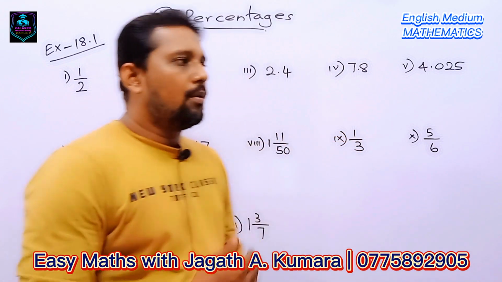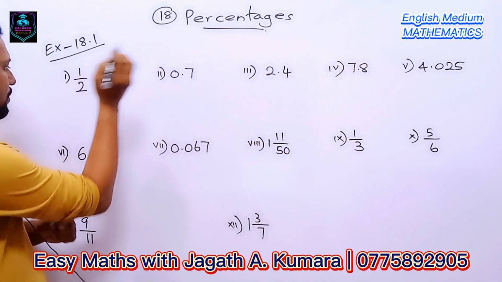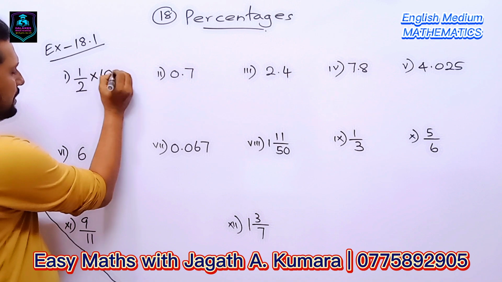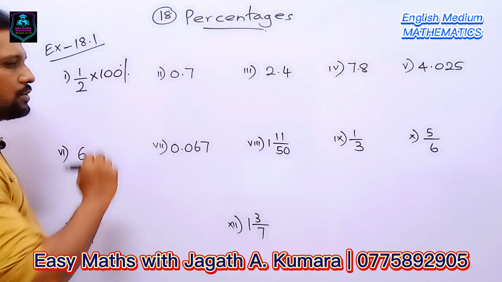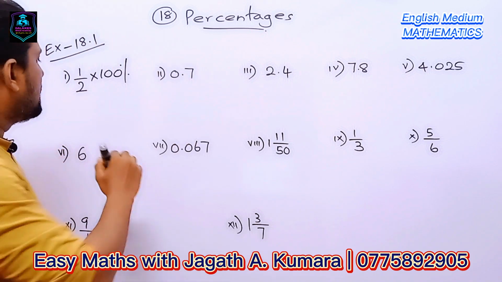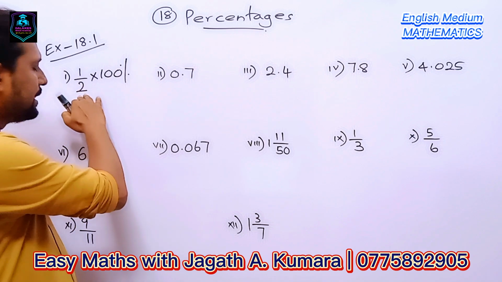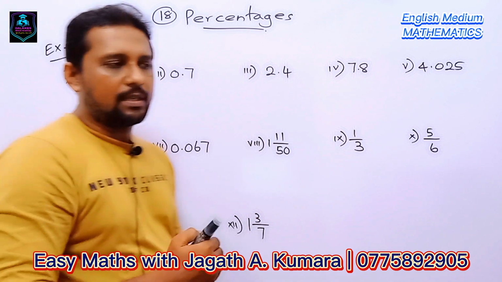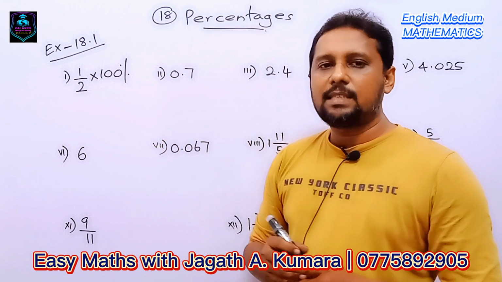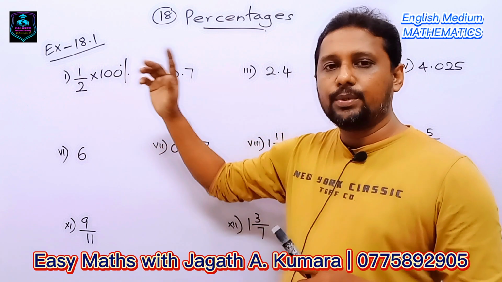Right, now look at the first one. First one given is 1 over 2. You have to multiply 1 over 2 by 100%. 100 is the numerator value and 1 also is a numerator value, 2 is the denominator value. Then you can simplify the numerator and denominator values. 2 and 100 you can divide by 2.